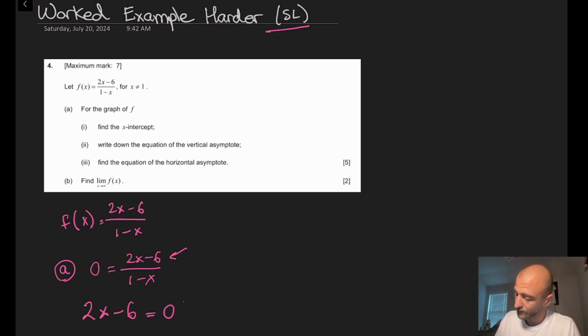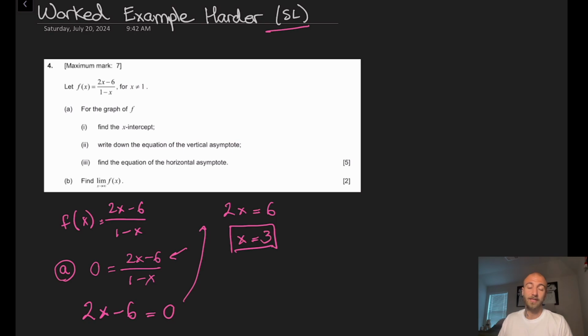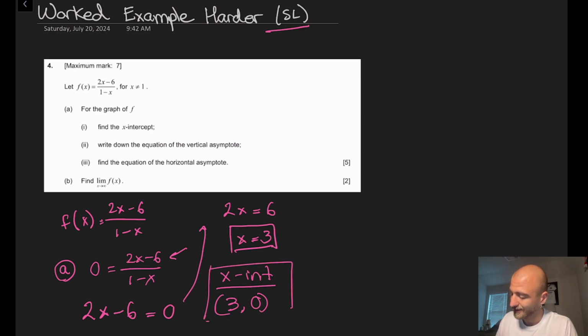To figure this out, we can come over here. We can rewrite this as 2x is equal to 6 by adding 6 to both sides. x is equal to 3 is our final answer for the x-coordinate of the x-intercept. So just for the sake of completion, I would put that the x-intercept occurs at 3, 0. It's at x equals 3, and it's when y is equal to 0, because we know that that is exactly the point where it intercepts the x-axis. This is for part A1, sorry.